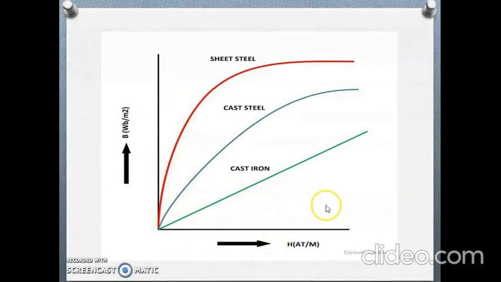Before that, these are the magnetization curves of different materials. According to the material, the shape of the curve will differ. H is on the x-axis, measured in ampere turn per meter. B is in Weber per meter square, which is nothing but Tesla. This is the graph for cast iron, this is for cast steel, and this is for sheet steel. The shapes of the magnetization curves are different, which means they have different magnetic properties.